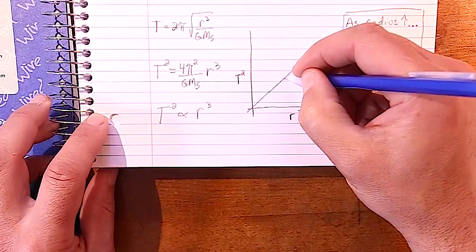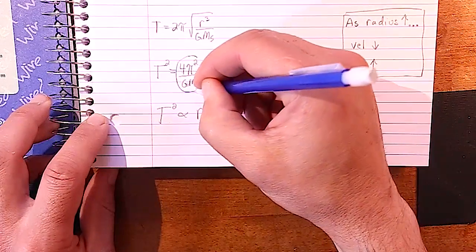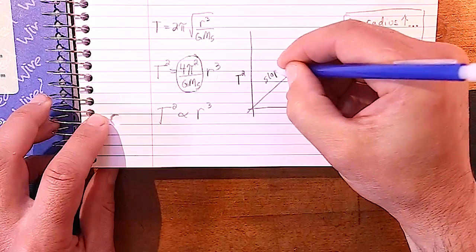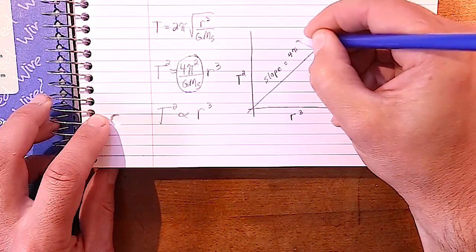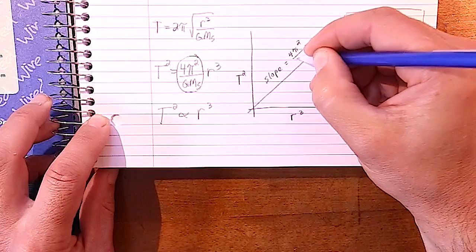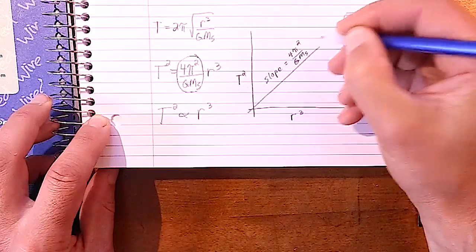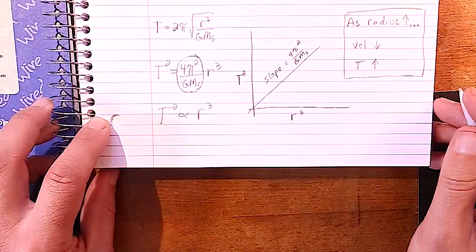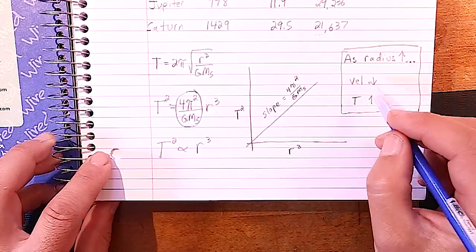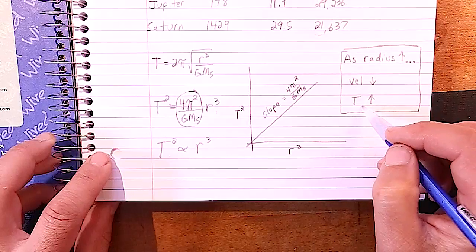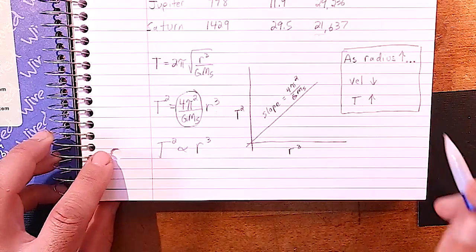And what is the slope of the line? Well, the slope of the line is the constant. So the slope, which we're going to learn later, because we're going to do this one more time because it's so important with Kepler's laws, is GMs. So what are the takeaways here? That as the radius increases, the velocity goes down and the period goes up, and that it's mass independent.